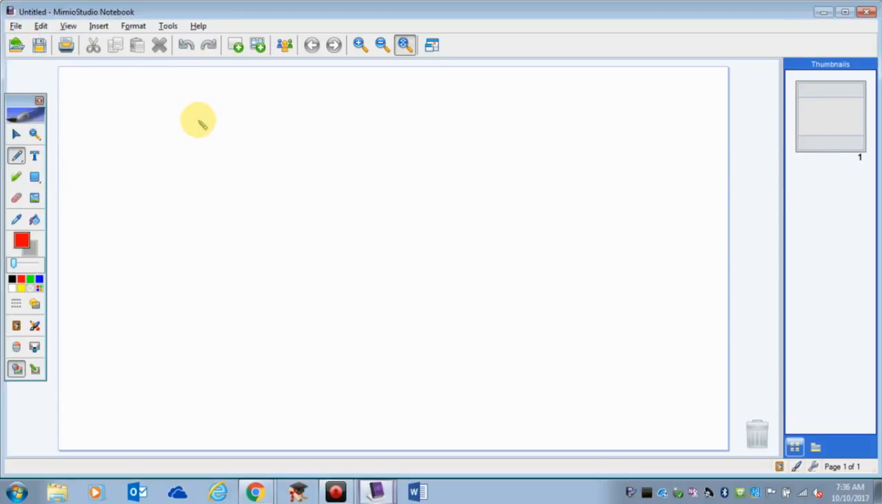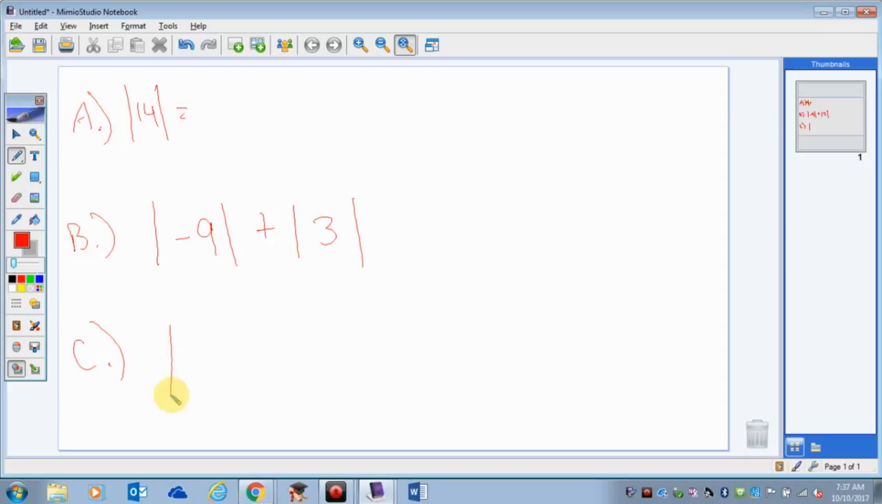So if we have a few different sample problems: the absolute value of 14, we'll make that A. B is the absolute value of -9 plus the absolute value of 3, and then we have C, the absolute value of -8 minus the absolute value of -2. Alright, at this time you're going to work these three out, and then I'm going to work them out after you work them out on your own. So pause the video now and work them out.